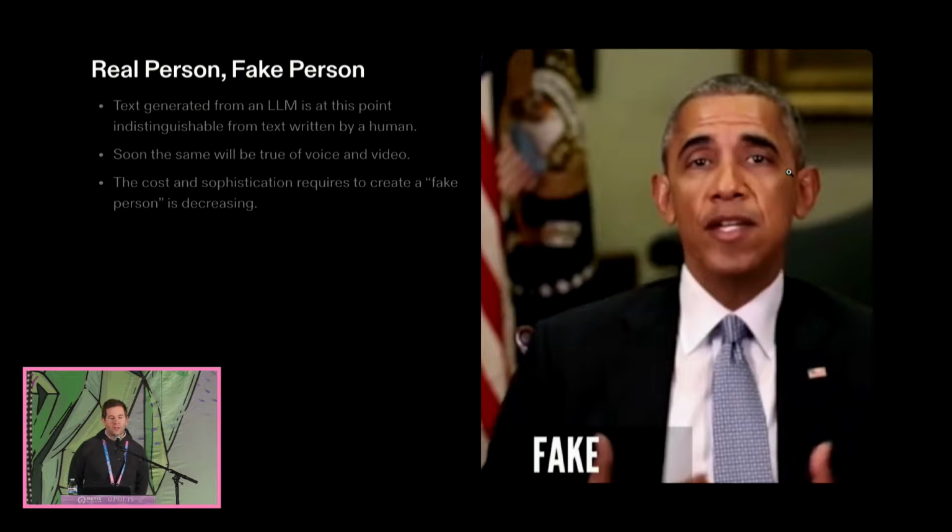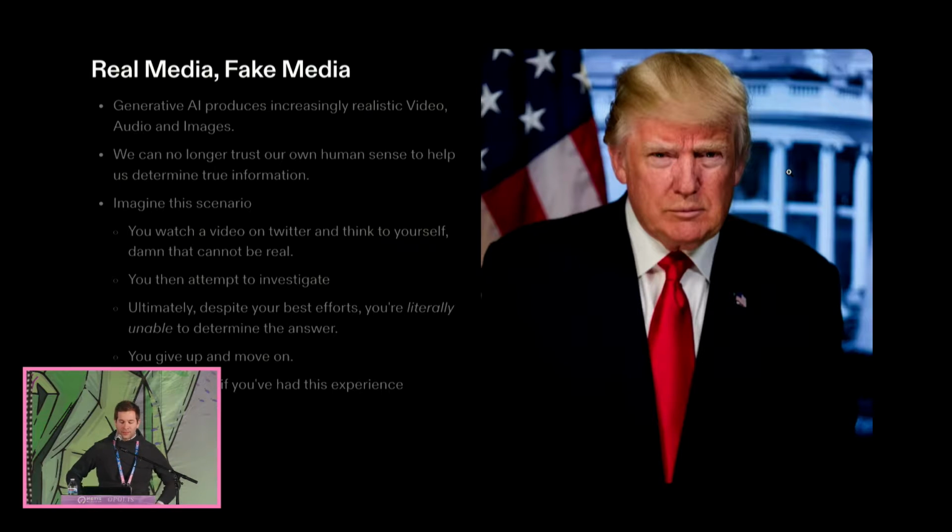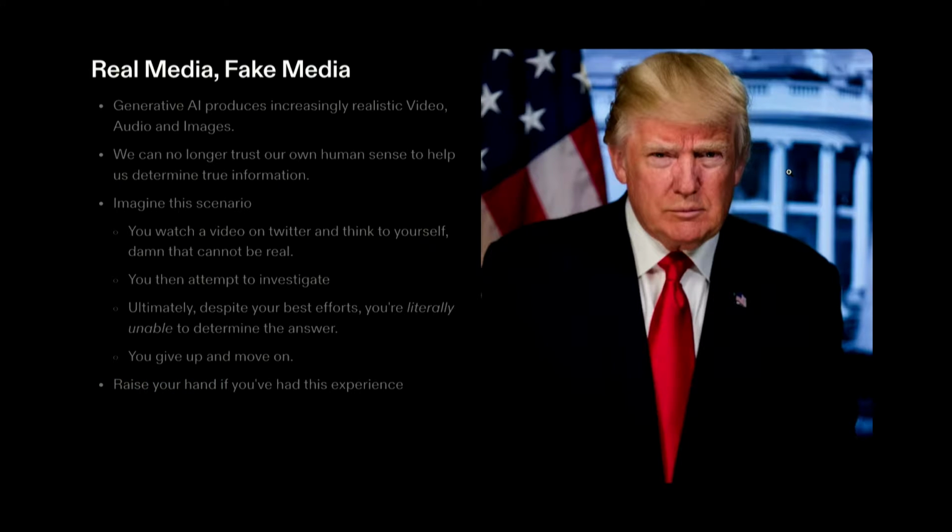Next is real person, fake person. So text generated from an LLM at this point is just indistinguishable from human text. And that's also becoming true of voice and video. And the cost and sophistication to create these fake people is decreasing. And then finally, real media, fake media. So like I was saying, generative AI produces increasingly realistic video, audio, images, and we can no longer trust our human sense to help us determine the truth.